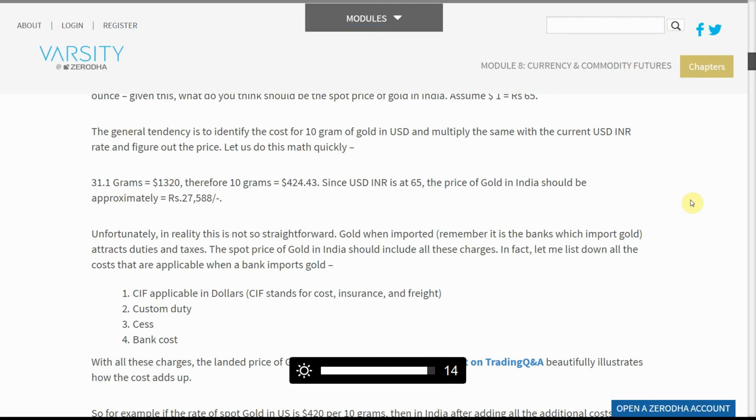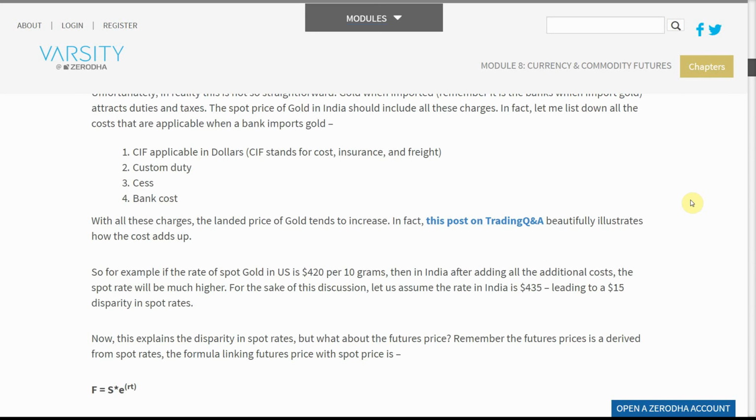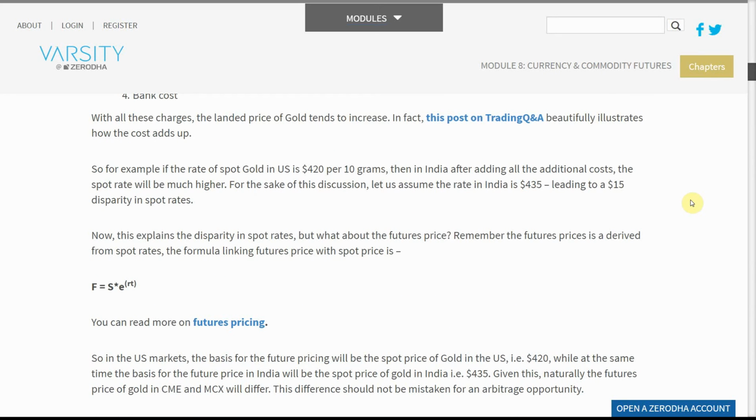Gold, when imported, remember it is the banks which import gold, attracts duties and taxes. The spot price of gold in India should include all these charges. In fact, let me list down all the costs that are applicable when a bank imports gold. CIF applicable in dollars. CIF stands for cost, insurance, and freight. Custom duty, cess, bank cost. With all these charges, the landed price of gold tends to increase. In fact, this post on Trading Today beautifully illustrates how the cost adds up.